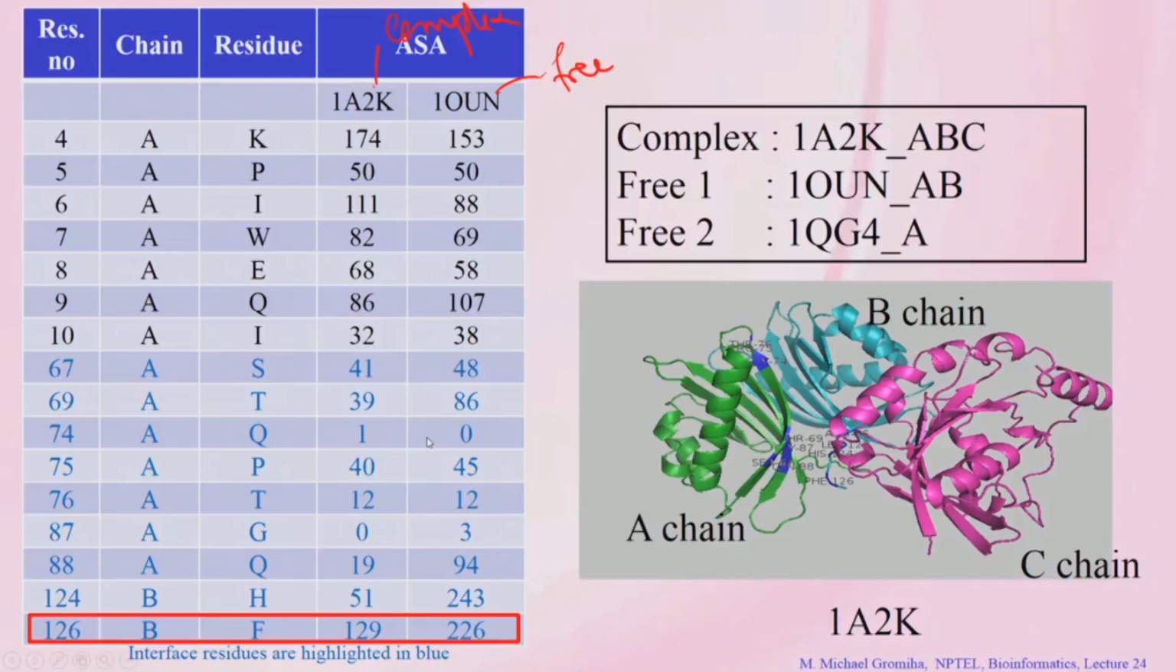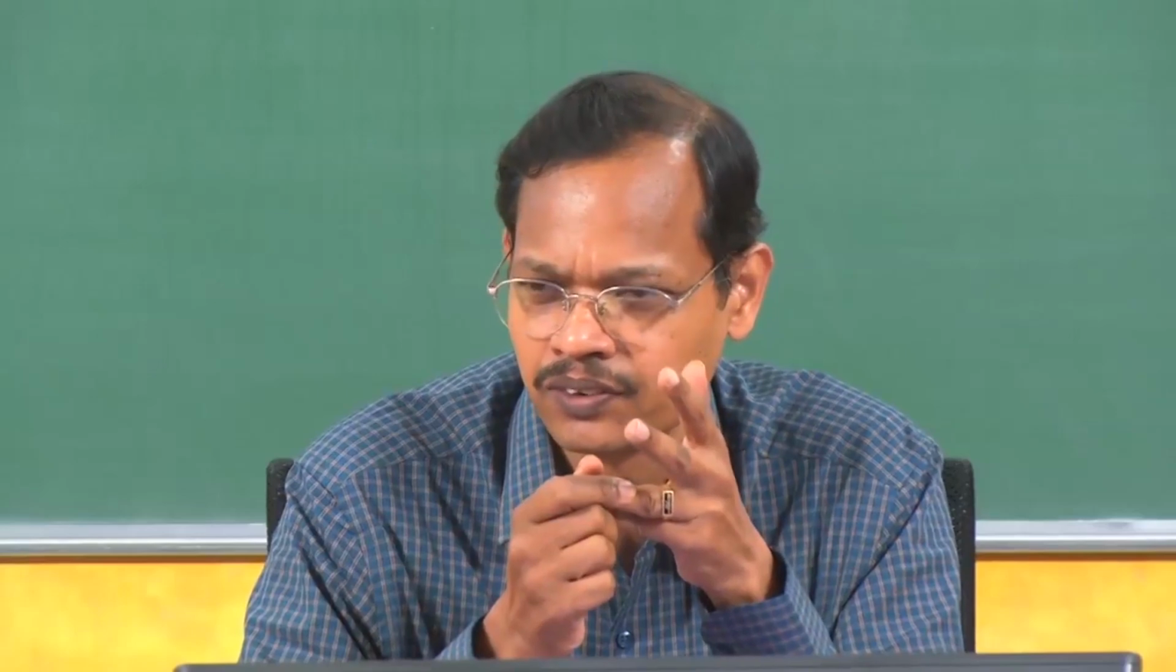So, we discussed 2 different approaches. What are the 2 different approaches we discussed? Distance-based criteria and ASA-based criteria. Distance-based criteria, how to identify the binding sites? Simply based on the cutoff distance, we can identify within that limit. The ASA, how to identify the binding sites? By the change in accessible surface area between the unbound form and the complex form.